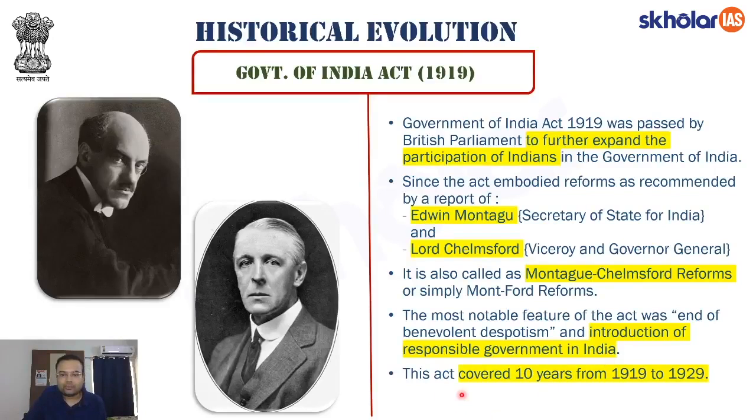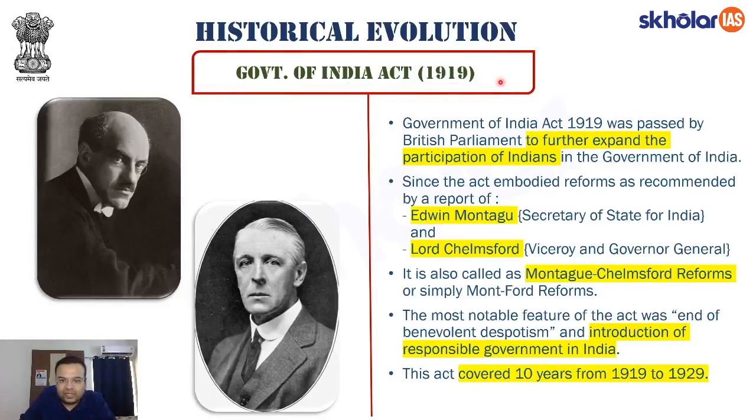Another important point to note here is that this act was meant to cover a period of 10 years, that is 1919 to 1929. In fact, you must have studied in your modern history module that in 1927 the Simon Commission had come. Why exactly had the Simon Commission come? To look into the Government of India Act 1919 and suggest reforms in line with what was written in the Act. What exactly am I trying to say?